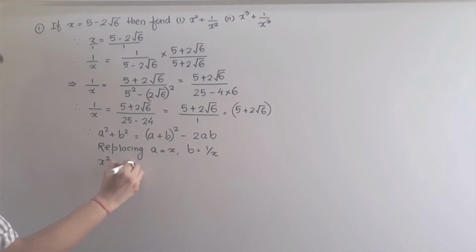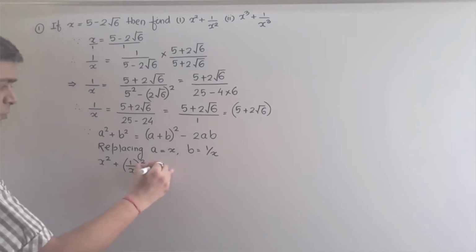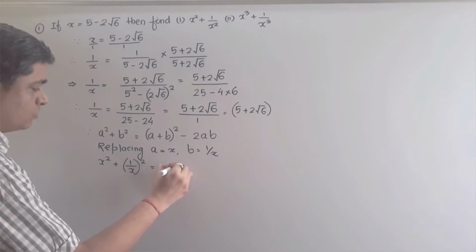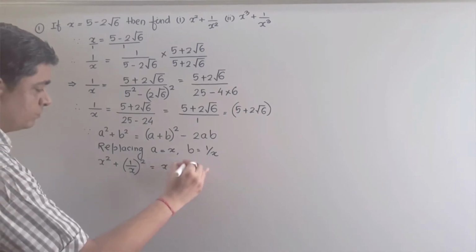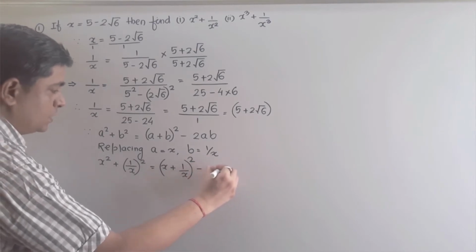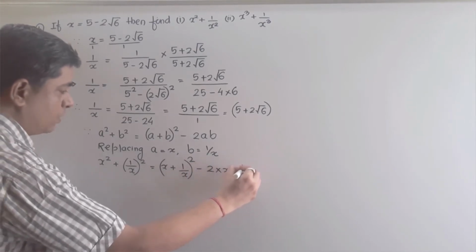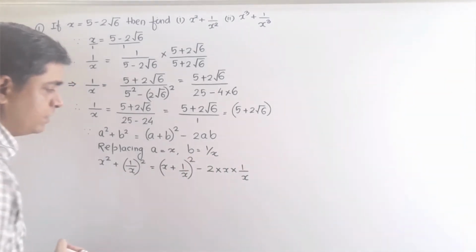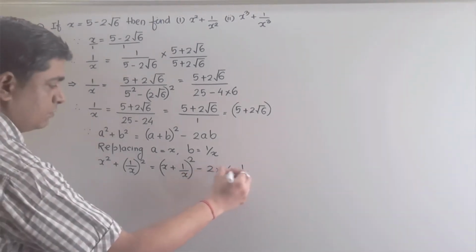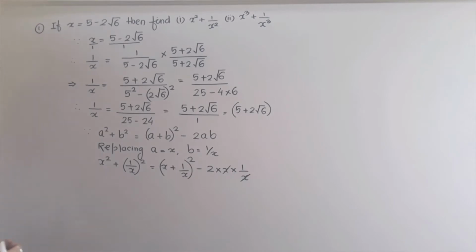plus b, I am replacing by 1 upon x. This will become (1 upon x) whole power 2 is equal to a plus b. So that will be (x plus 1 upon x) whole power 2 minus 2 into x into 1 upon x. Everywhere the value of a and b I kept. Now here you can observe directly x and x I can cancel.